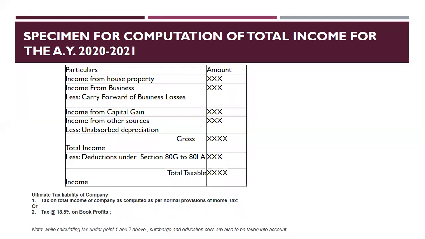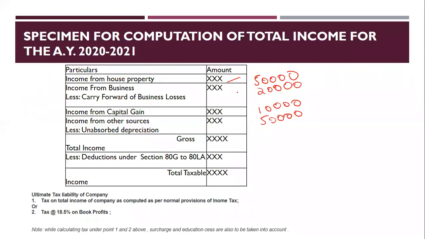Okay, and the next is income from house property. The first head of income for companies is income from house property. For example, suppose the company has an income from house property of 50,000. The computed income from business is 20,000, for example. And the next is income from capital gain, a short term capital gain, for example 10,000. And the next is income from other sources, 5,000.